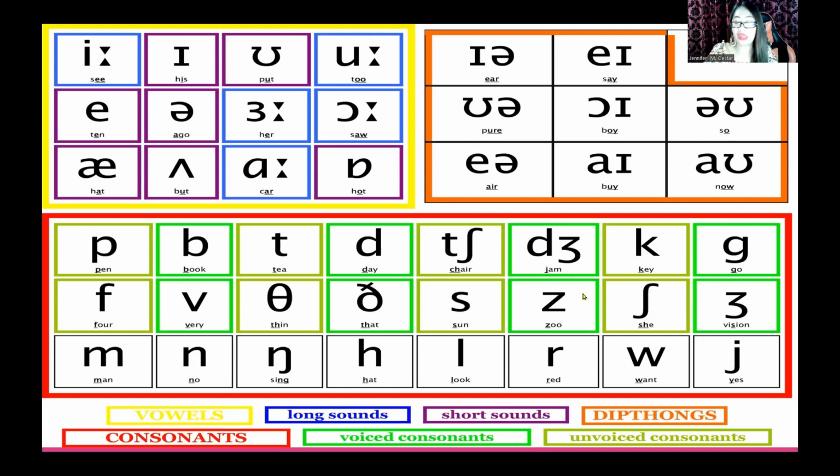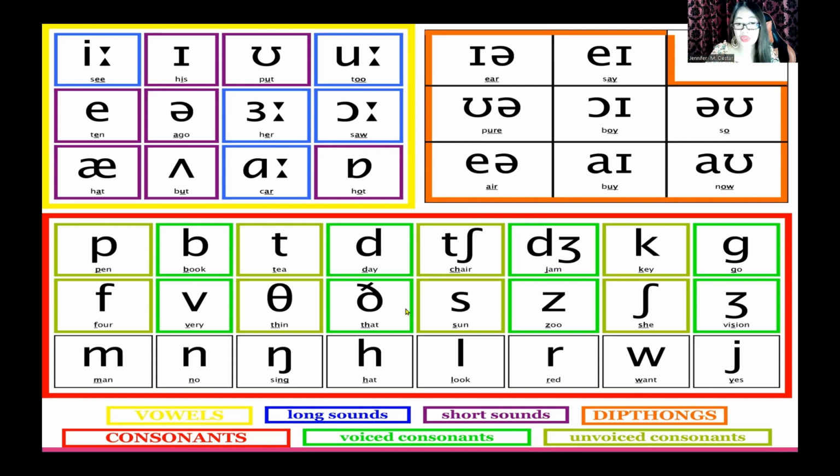So we have 44 sounds, 24 consonants, and 20 vowels. 12 of which are the vowels, the simple vowels, the pure vowels, and the diphthongs. We have 8. Now, let's dig deeper. The blue colored boxes are the long vowels. Then the short sounds are in purple boxes. We also have diphthongs.